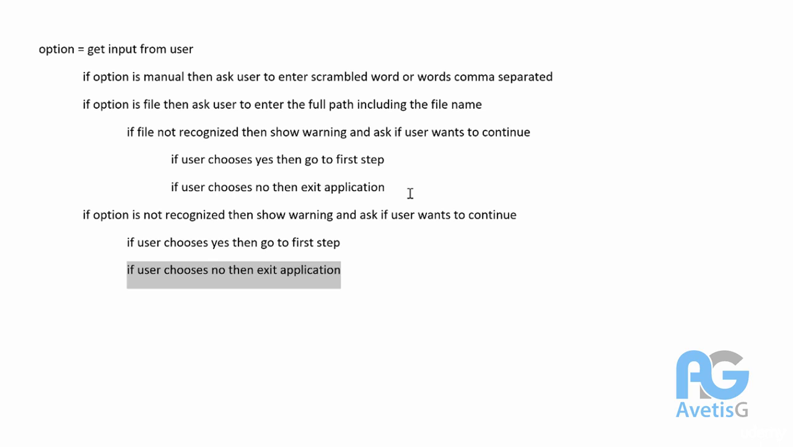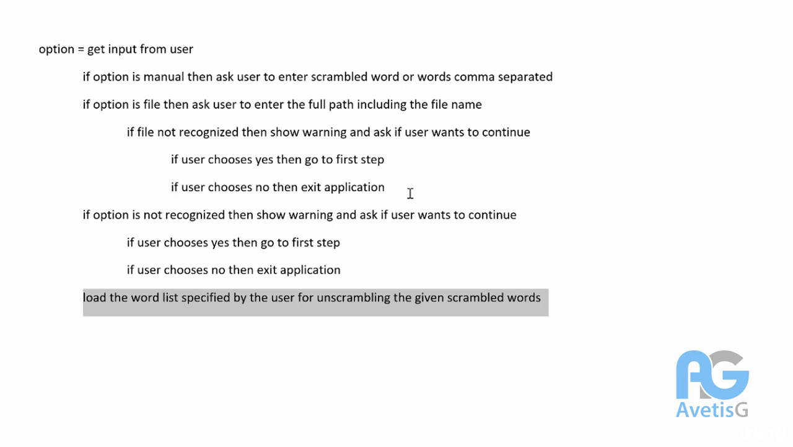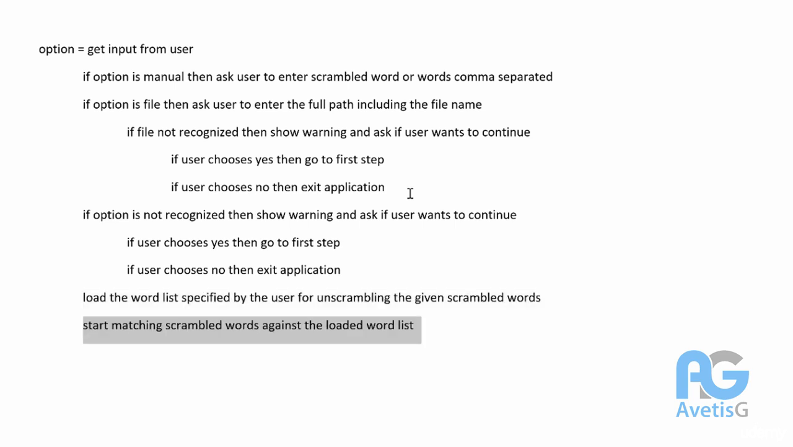So we have that. But now there's the other part, which is that we need to load this word list, which has all the unscrambled words that we need to check against. That's exactly what we're going to do. We're going to say load the word list specified by the user for unscrambling the given scrambled words. Great. Now we have everything. And now we can start matching each other to see if the scrambled words can be unscrambled. So we say start matching scrambled words against the loaded word list. Great.